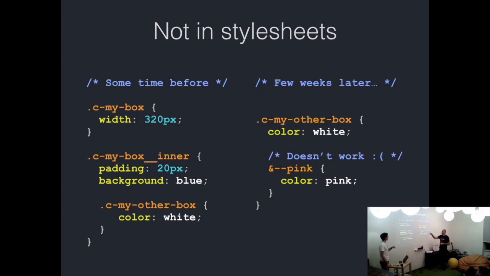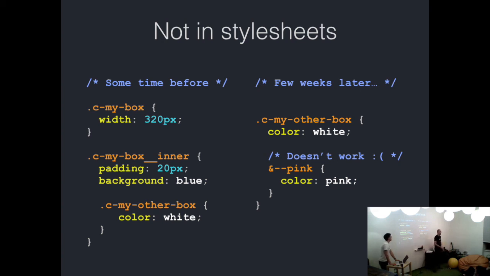But anyway, I didn't know about it. Let's assume it's invisible. Yeah, and here comes Artur. Then I come. Oh, and I need to adjust this my other box. So okay, I add a modifier, because we have a convention here. Yeah, color pink doesn't work. What the hell? What's going on? And then after 15 minutes, maybe less, I found out that it is nested.